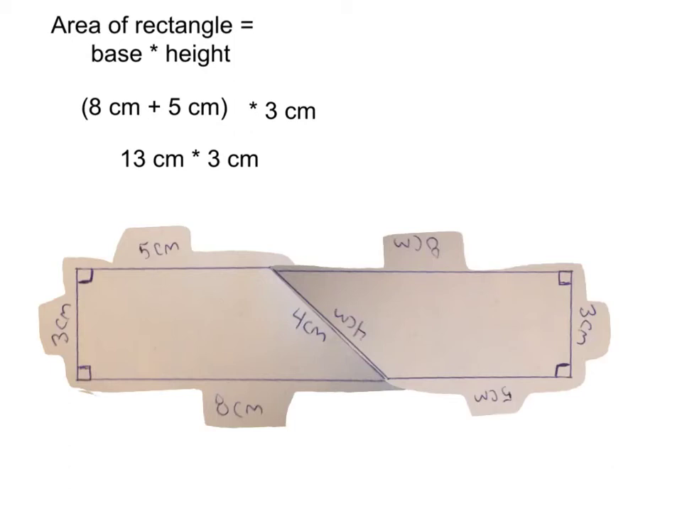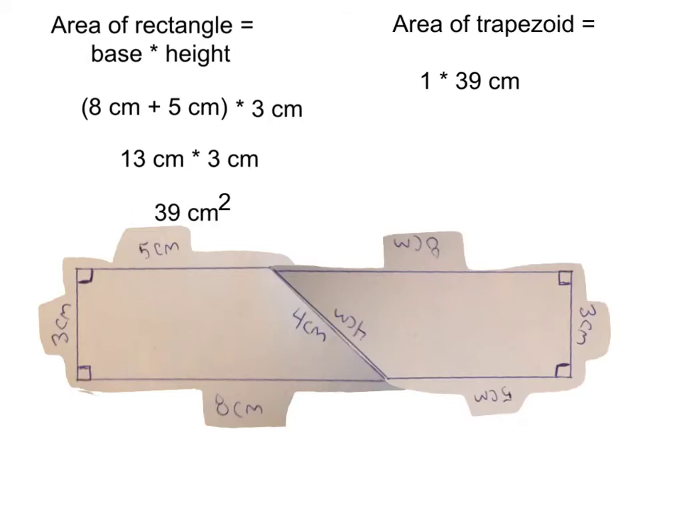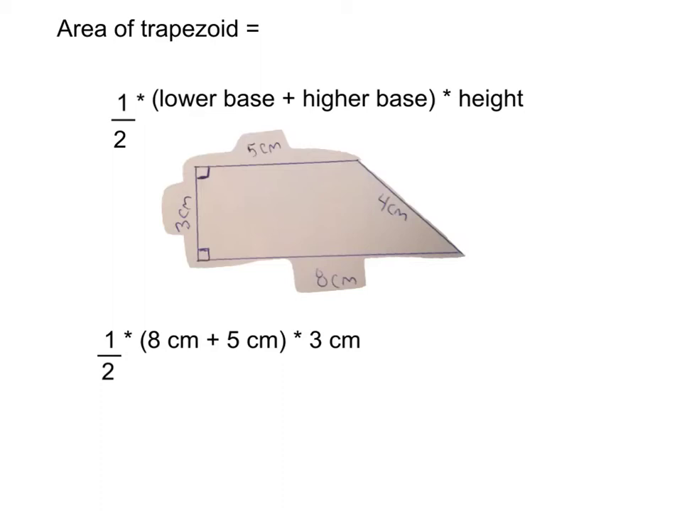However, didn't we just copy that trapezoid and rotate it to make a rectangle? So we're going to take half of 39 centimeters squared to give us the area of the trapezoid. 1/2 times 39 centimeters squared gives us 19.5 centimeters squared. 19.5 centimeters squared represents the area of that trapezoid. However, instead of having to create a rectangle, we're going to create something on the next slide to show you the area of the trapezoid in an easier manner. We're concluding that the area of a trapezoid is just going to be 1/2 times your lower base plus your higher base times your height.